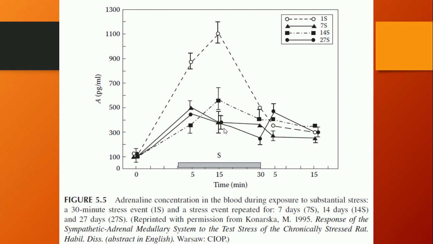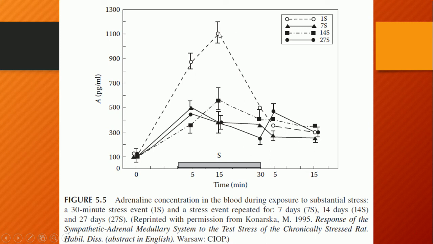Okay, we have this chart. It shows adrenaline concentration in the blood during exposure to substantial stress, a 30-minute stress event. So we have this one, 1S, and a stress event repeated for 7 days, so that's 7S, then 14 days, and 27 days. What you can see here is we have a stressor for 30 minutes.